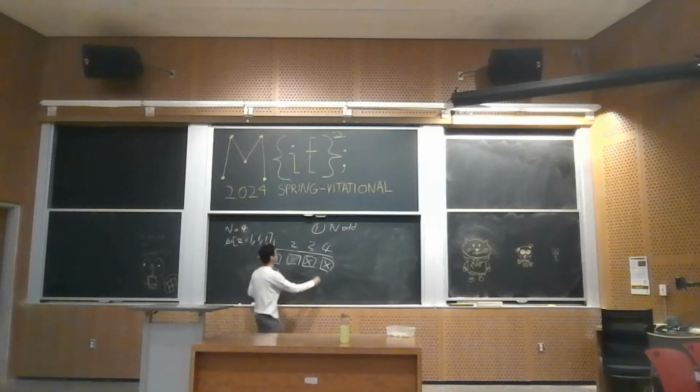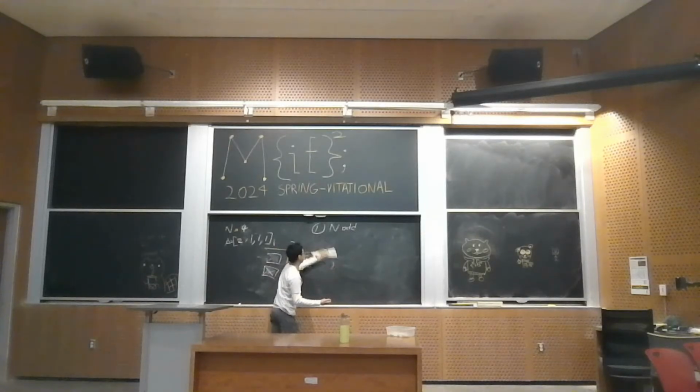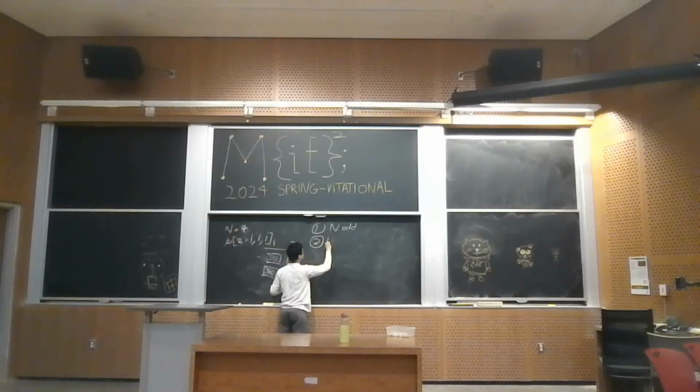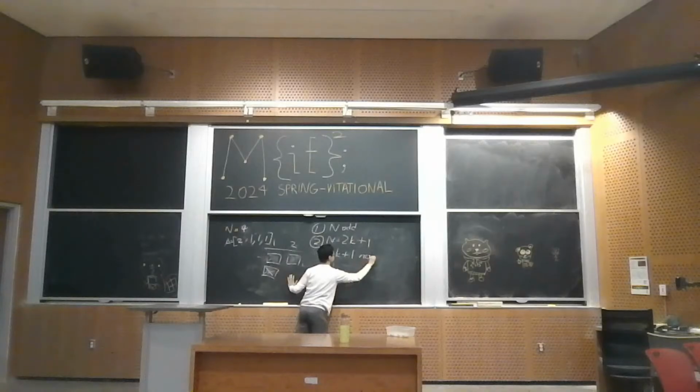Which brings us to the second condition that we must check, which is that if we have n equals 2k plus 1, we need to have at most k plus 1 non-empty lanes.